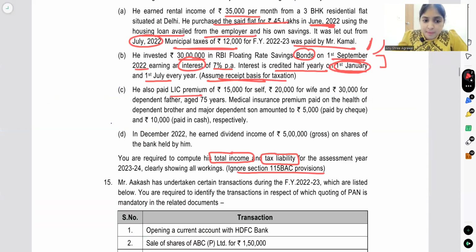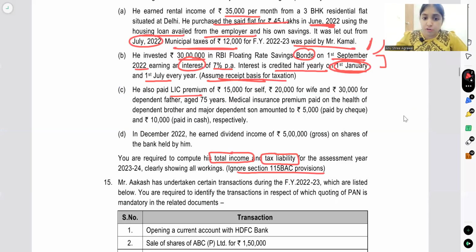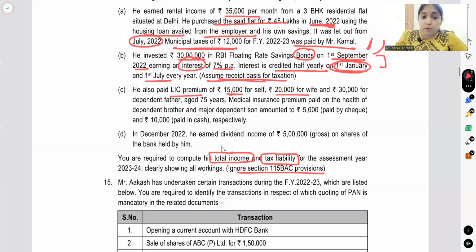Right now, my assessee is paying LIC premium. LIC premium will go to section 80C. We can pay LIC premium for whom? Self, spouse, and children. So I will consider self 15,000. I will consider even spouse 20,000. But will I consider father, guys? No, I am supposed to consider only self, spouse, and children. Father, I will not consider.